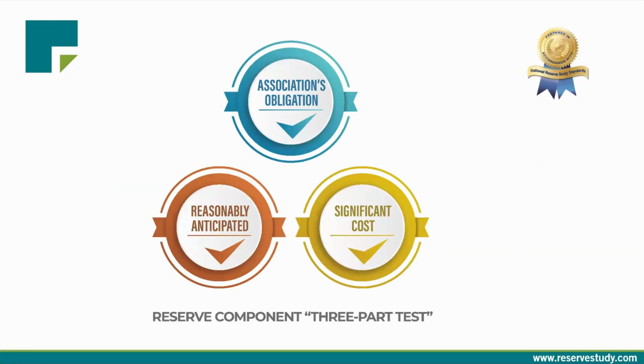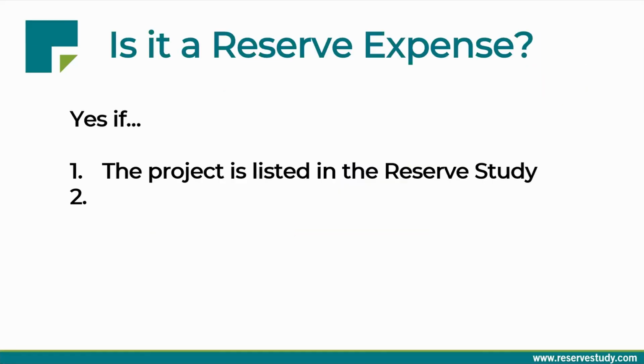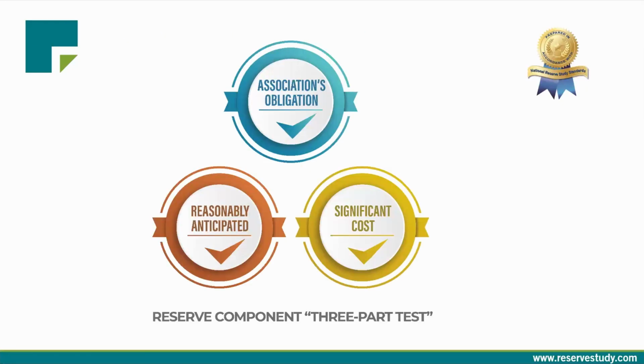Think about it like this. There's a 3-part test that every reserve component must pass. 1, that it's a common area responsibility. 2, that it can be reasonably anticipated. And 3, that its cost is significant to the association. Every component in your reserve study needs to pass this 3-part test. And remember, that 3-part test is outlined in those National Reserve Study standards.